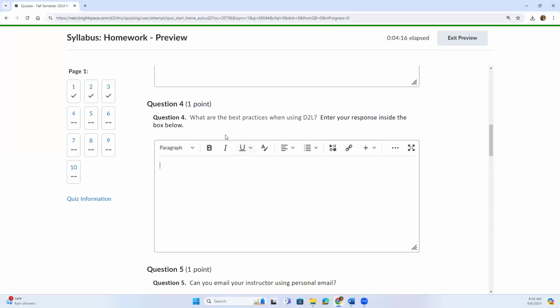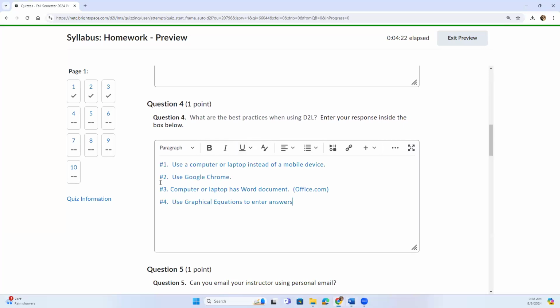All right, what are the best practices when using D2L? Please copy this down. Number 1, use a computer or laptop instead of a mobile device. A lot of times a mobile device is too small, especially with the D2L app. When students use a mobile device, this plus sign does not show up. Therefore, students cannot use graphical equation.